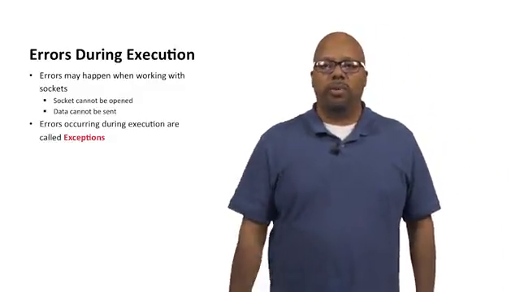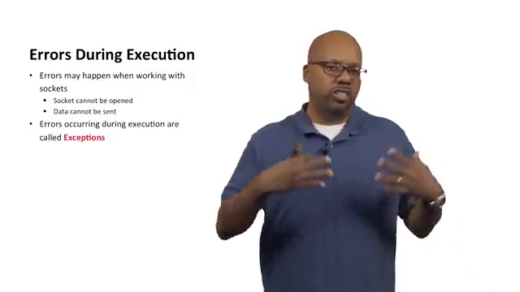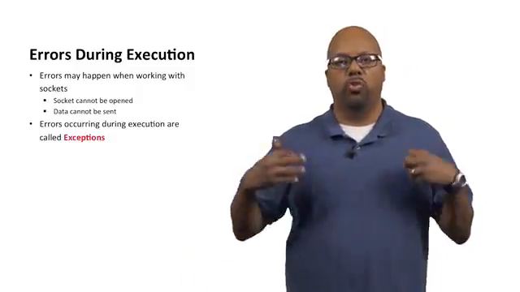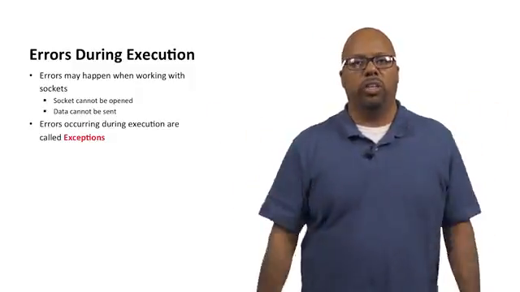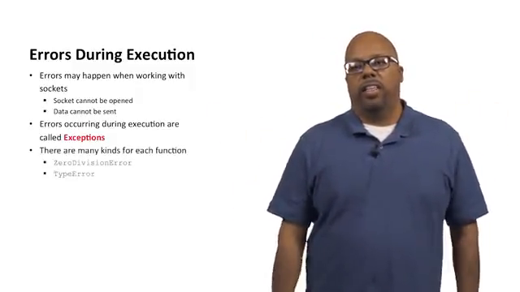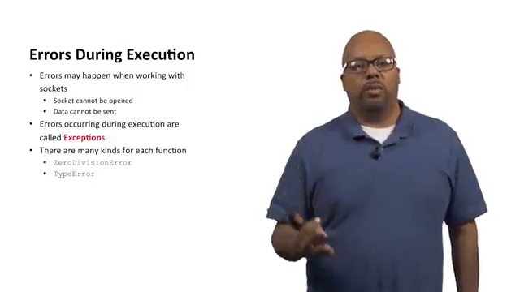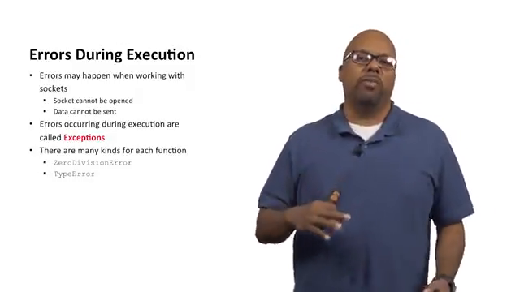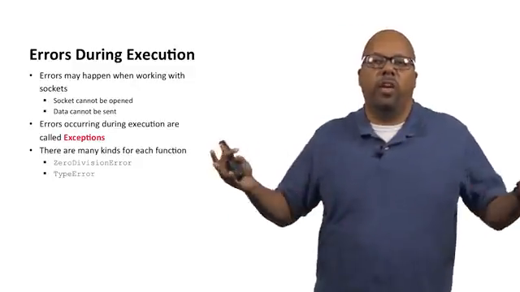So when errors happen during execution, they're called exceptions. And this isn't just with sockets, it's in general in Python or other languages. You have what are called exceptions that are raised or thrown, however you want to call it. And there are many types of exceptions that can be raised for different functions. The exception type tells you what kind of thing went wrong.